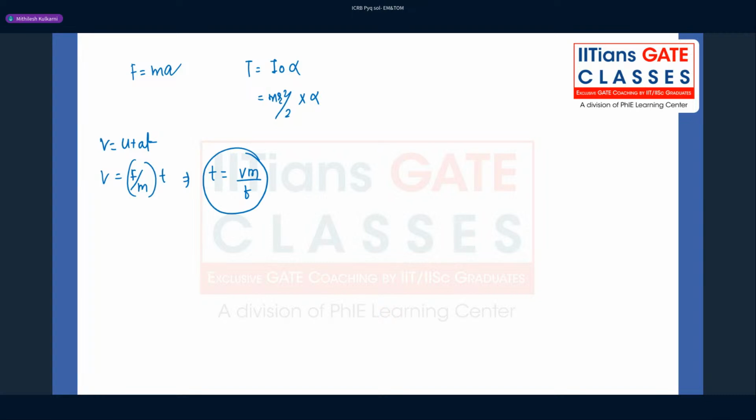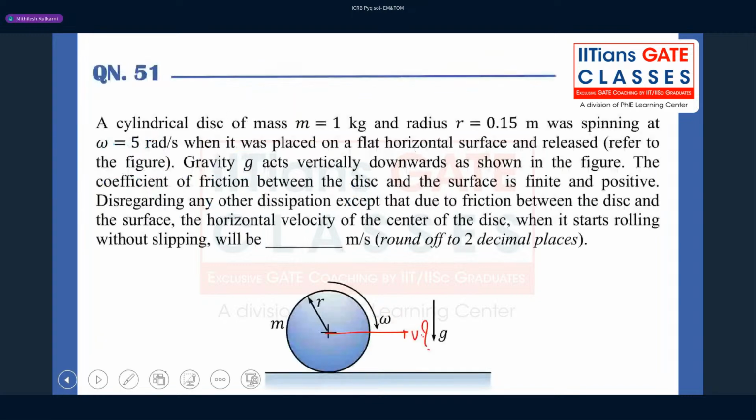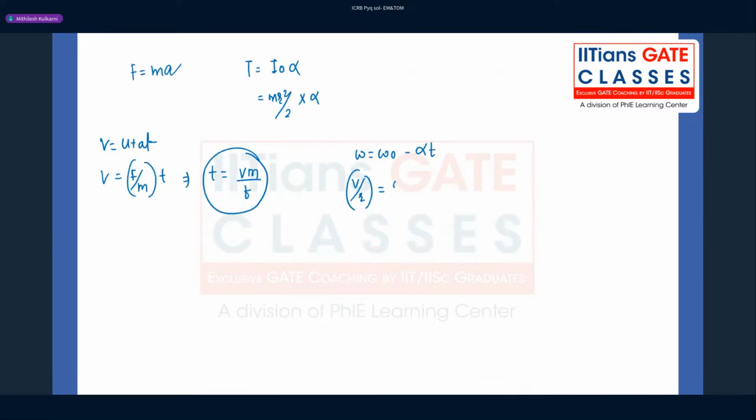Let's keep it aside. In terms of rotational, V is equal to U plus at can be written as omega is equal to omega naught minus alpha t. Okay, this is because this is a retardation, so we can write it like this. Omega is what? Omega is equal to V by R. What they have given here, that it was spinning at 5 radians per second. So initial omega they have given to us, that is 5 minus alpha t.